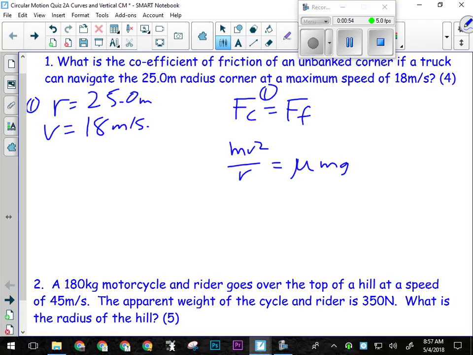Because obviously normal force on a flat surface is equal to the force of gravity. All right, so we are trying to find the coefficient of friction. So we're looking for mu. So m's going to cancel. We're going to divide both sides by g, and we're going to be left with v squared over rg.